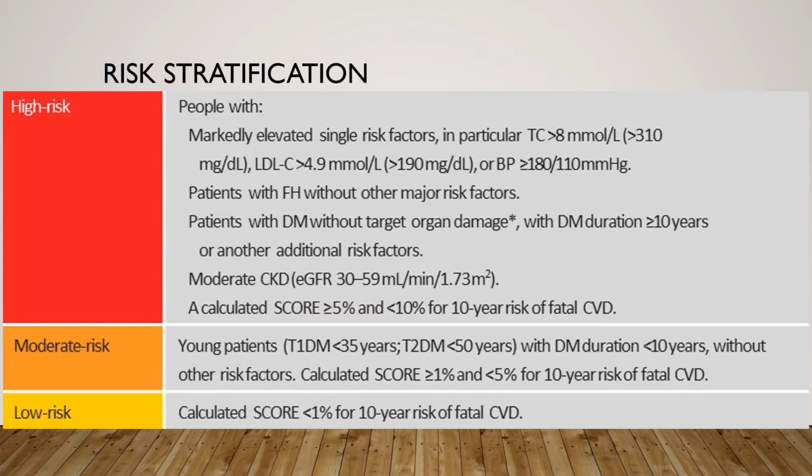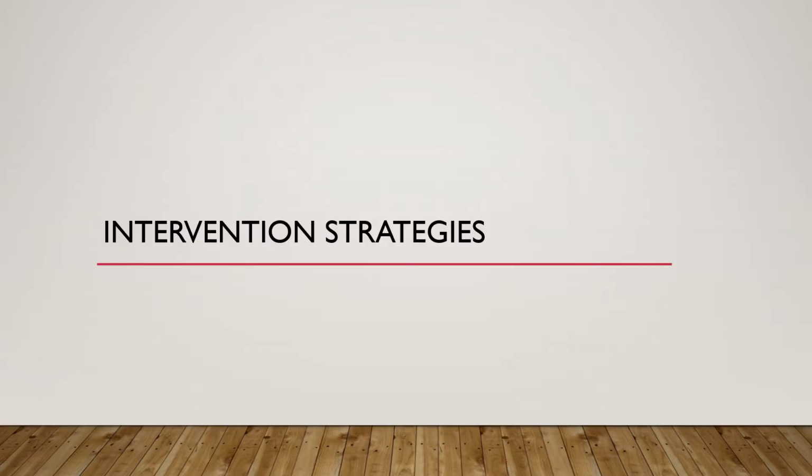The moderate risk group are young patients, type 1 diabetes mellitus less than 35 years, or type 2 diabetes mellitus less than 50 years with diabetes duration less than 10 years, without other risk factors, or if you calculate their score, it is between 1% and less than 5%. This is moderate risk. The low risk group have a calculated score less than 1% for 10-year risk of fatal cardiovascular disease. These are the risk stratifications for the patients.